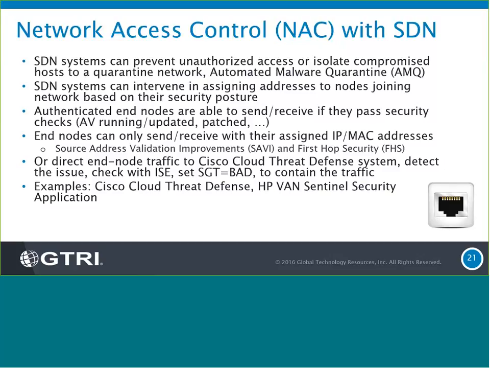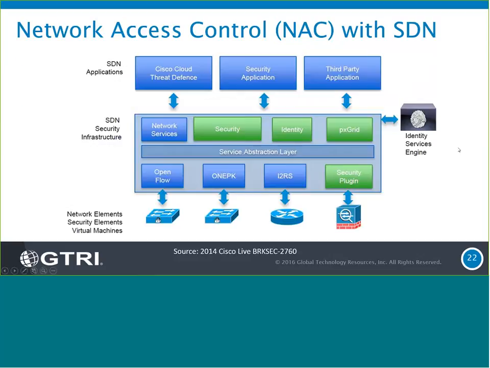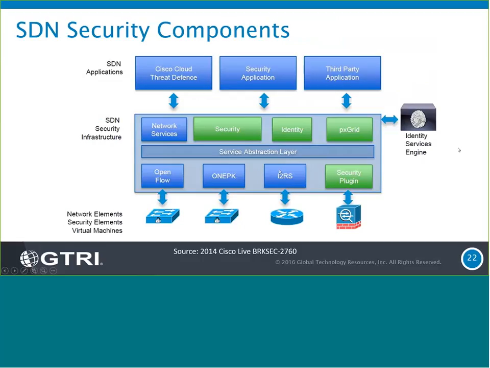So we could use Cisco's Cloud Threat Defense System to detect an issue, or use ISE and then set a security group tag in TrustSec to quarantine the traffic. HP VAN Sentinel has a security application. We could take Identity Services Engine with a network controller with a service abstraction layer to push whichever type of southbound protocol is required. We can talk to an API on an ASA firewall.